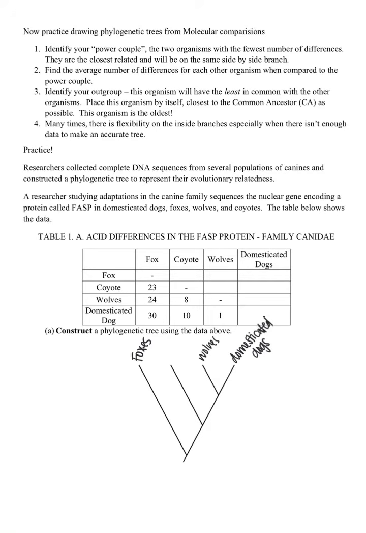Okay, another way that I can do this by comparing the number of differences with that power couple that we talked about earlier is I can see which ones are most closely related to that power couple. So I can see obviously that the most related are the wolves and the domesticated dogs. They only have one difference. My next smallest number is 8, and that is the number of differences between coyotes and wolves. So it's safe to say that my coyotes are pretty closely related to the wolves. So my next one from the domesticated dogs and wolves, the next closest relative would be the coyotes. And I'll add that onto the tree.